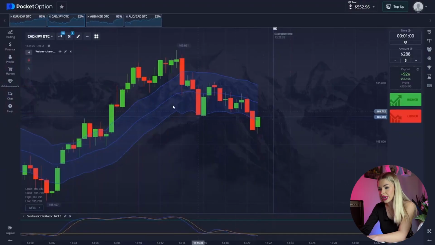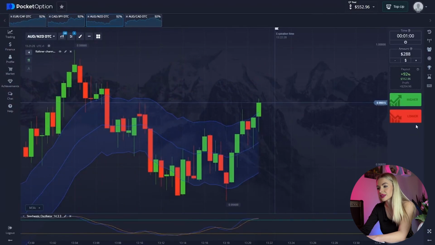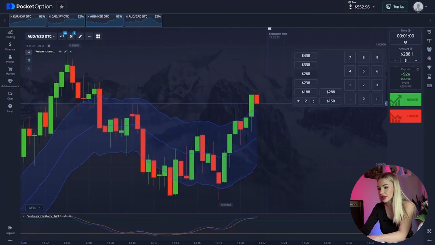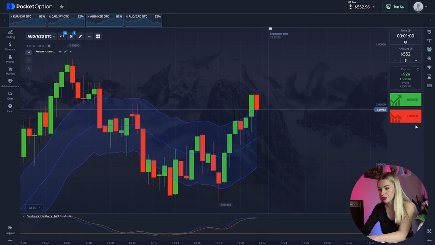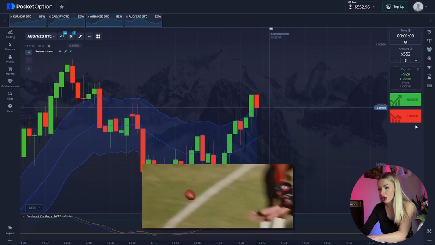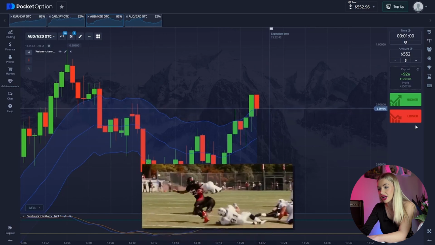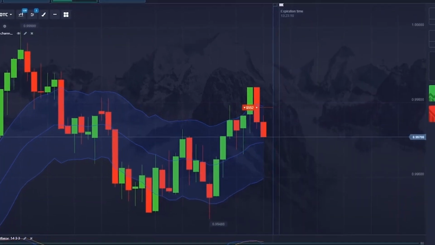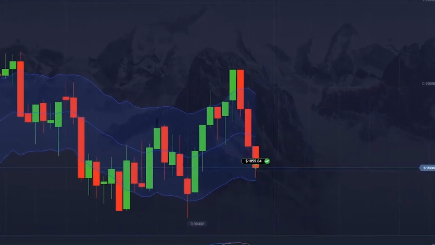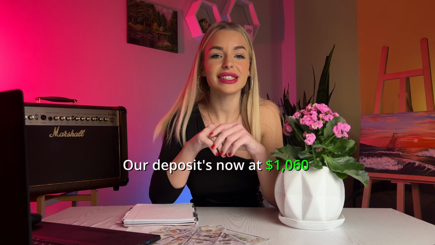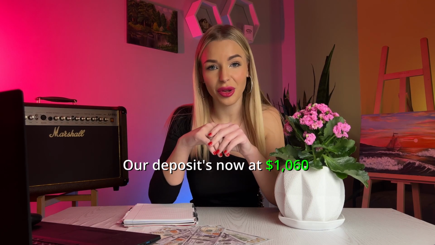Next up, Oji and Kitty. The stochastic lines are hinting at a downward move. Plus, we are expecting a trend reversal indicated by the long red candle following a green one. The bulls try to take over, but no, not today. Let's hit lower. Our deposit now at $1,060. Feels kind of different when it crosses the 1K mark, doesn't it?